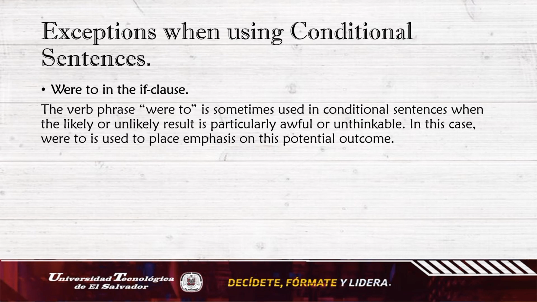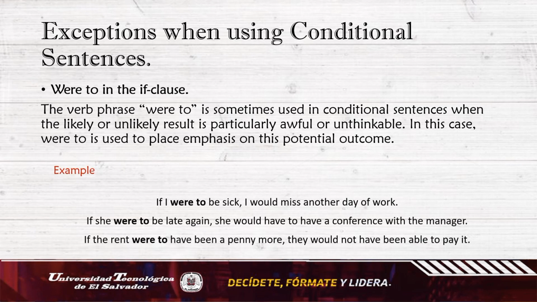Consider these sentences. If I were to be sick, I would miss another day of work. If she were to be late again, she would have to have a conference with the manager. If the rent were to have been a penny more, they would not have been able to pay it. Note that the emphatic were to can be used to describe hypothetical scenarios in the present, future, or past.